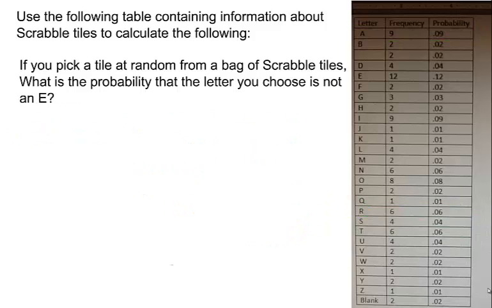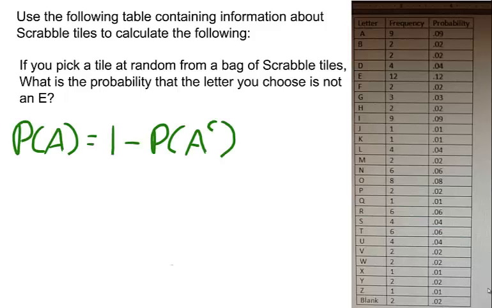Now suppose we're asked, if we pick a tile at random from a bag of Scrabble tiles, what is the probability that the letter we choose is not an E? In order to determine this probability, we need to use our complement rule. The complement rule helps us to determine the probability that an event does not occur. The formula states the probability of A is equal to 1 minus the probability of A complement.